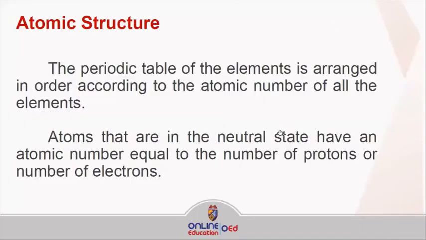Okay, let's continue. The atomic structure, according to this, we have a periodic table of the elements arranged in order according to the atomic number of all the elements. Then, for example, atoms that are in the neutral state have an atomic number equal to the number of protons or number of electrons. As you can see, for example, ang isang atom, meron siyang neutral state na meron siyang atomic number. Then this atomic number is also equal to the number of protons or number of electrons. Okay.